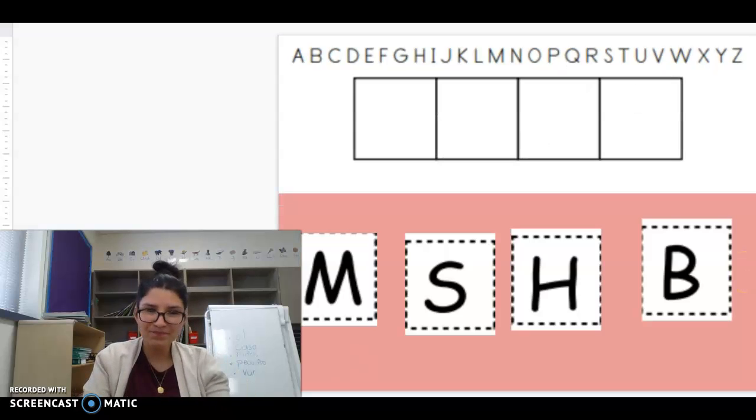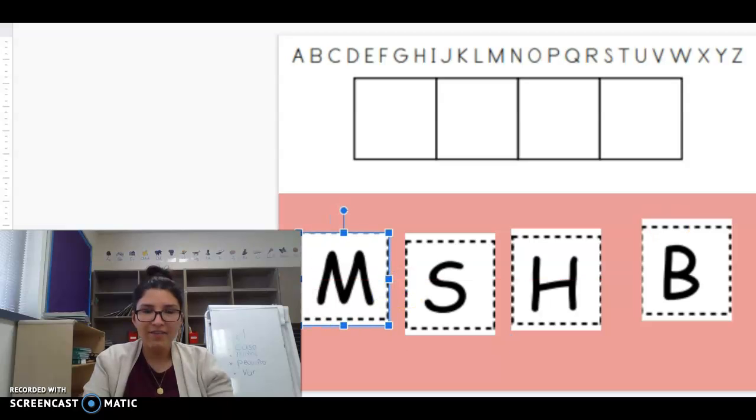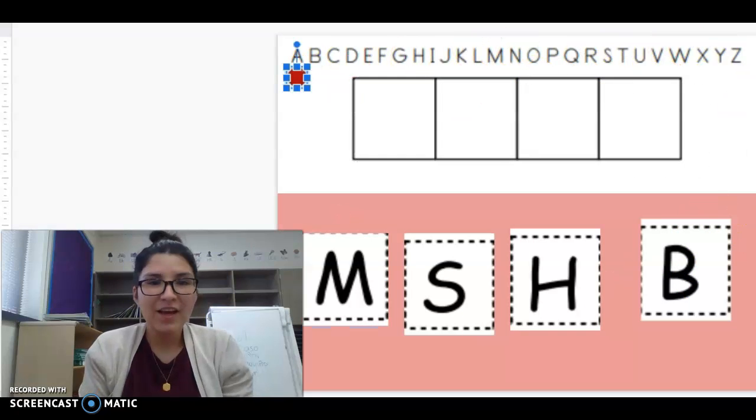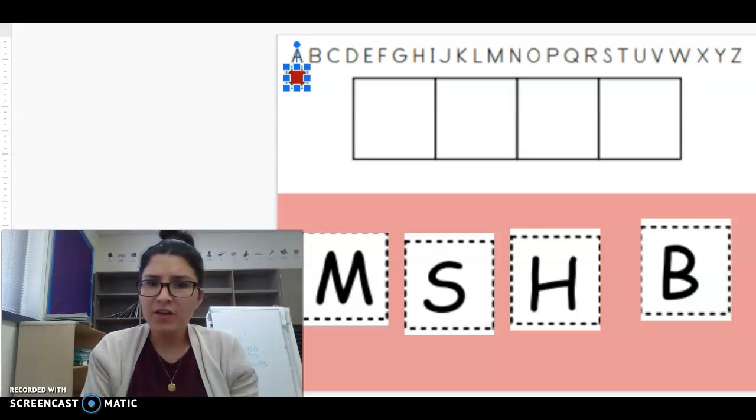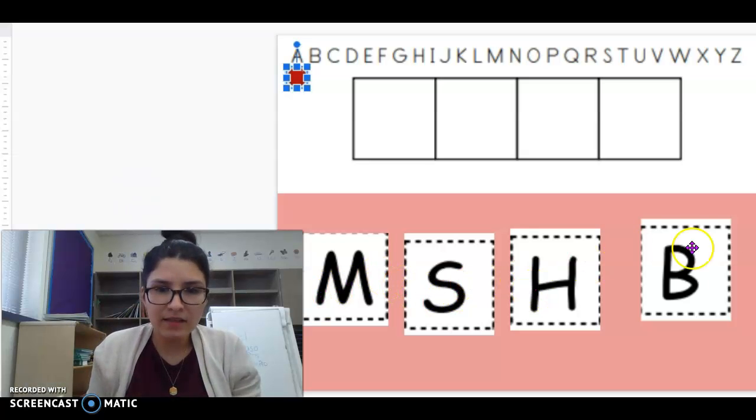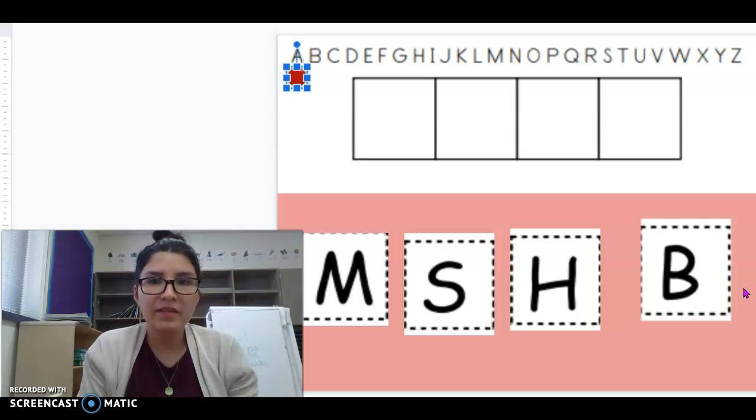Let's do this again. So I have, let's look at these letters. We have M, S, H, B. So we're going to do the same thing. This time I added an extra letter to this activity. We're going to use the alphabet again. Okay, so we have this list of letters, and is it in ABC order, yes or no? No! M, S, H, B is not in ABC order.